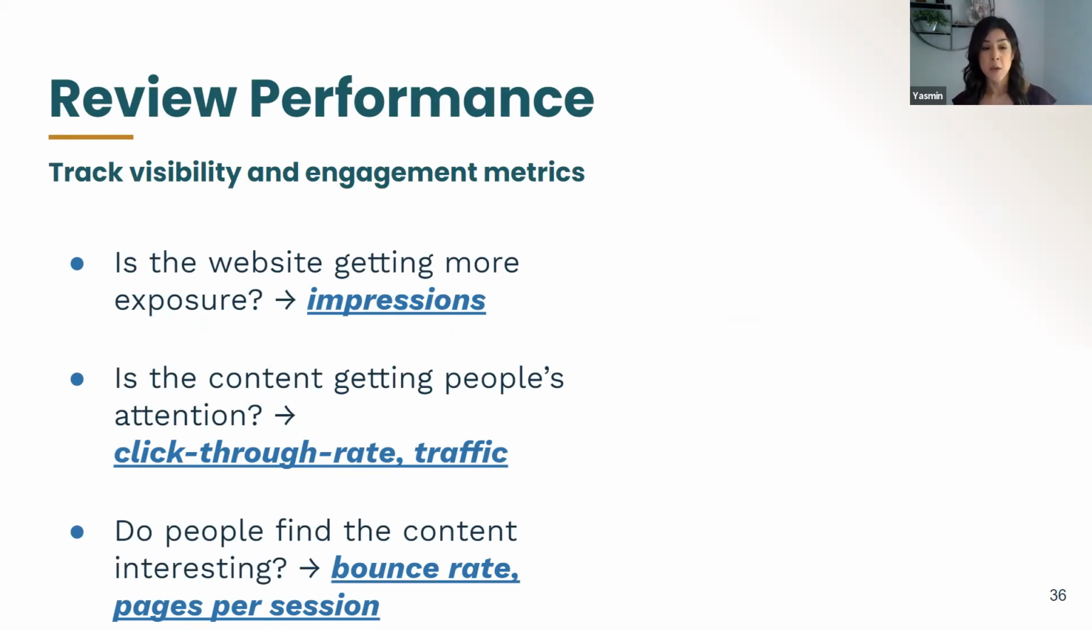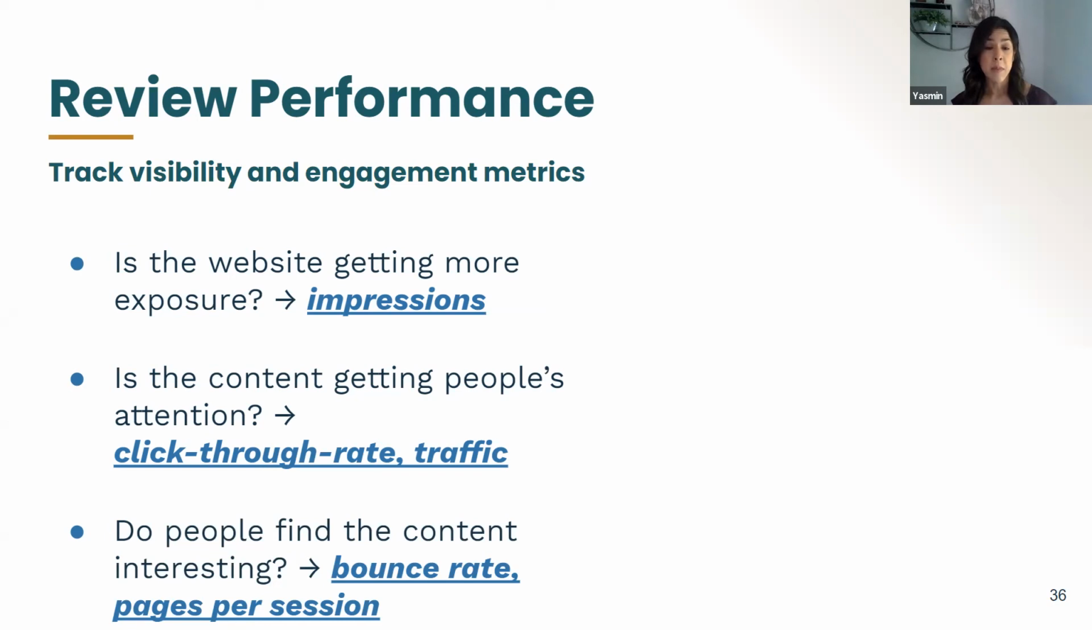So some of the things that you may be looking at would be things like, is your website getting more exposure? So are more people seeing your site? That would be something that you could track by a metric like impressions. So I mentioned earlier, impressions really looks at visibility, or how many times the page is showing up. So this is one way that you can answer that question, by seeing that trend over time.